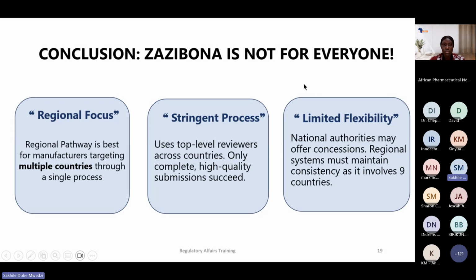So in essence, what I'm saying here is that you need to understand that a product coming through ZAZIBONA, first of all, must have intention of being marketed in at least 2, if not 9 of the active member states. It's a very stringent process. Please don't bring to us substandard or below quality applications, or where you're still building up the dossier, because you will not make it in the time frame that we require you to actually go through the process. And there's limited flexibility.